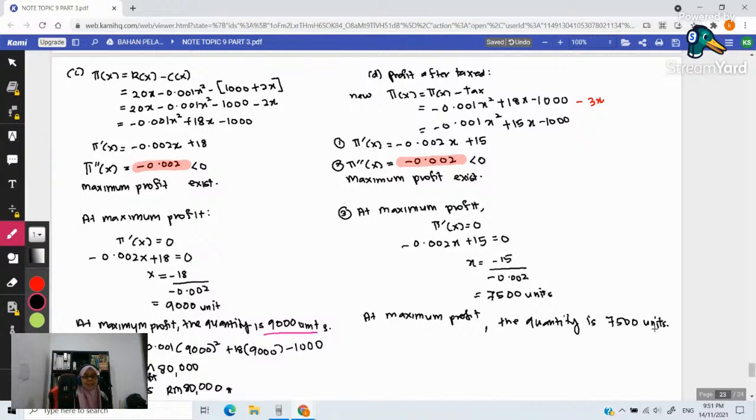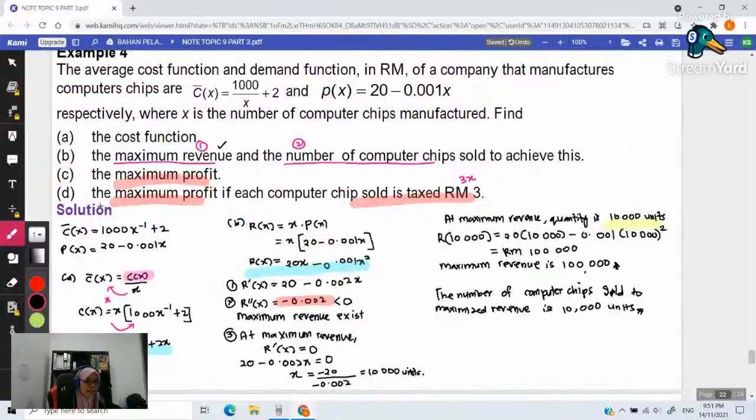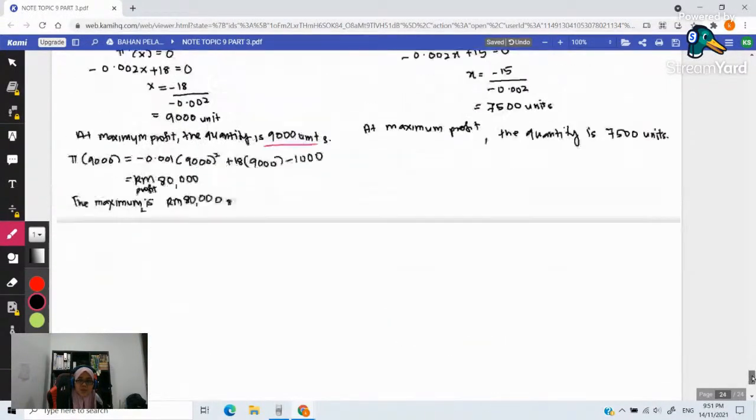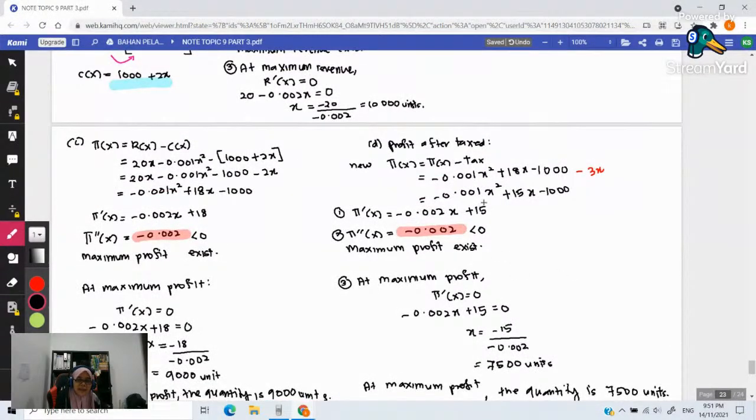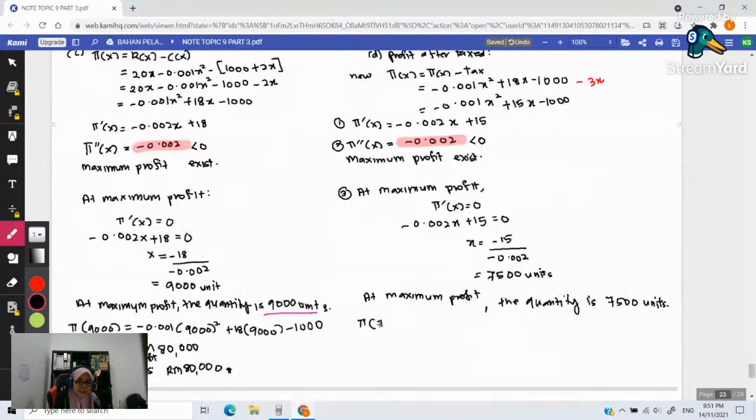But check again the question. The question says find the maximum profit. So we need to state what the maximum profit is. We need to substitute 7,500 units into the profit after tax. So the profit after tax at 7,500 equals, substituting, negative 0.001 times 7,500 squared plus 15 multiplied by 7,500 minus 1,000.